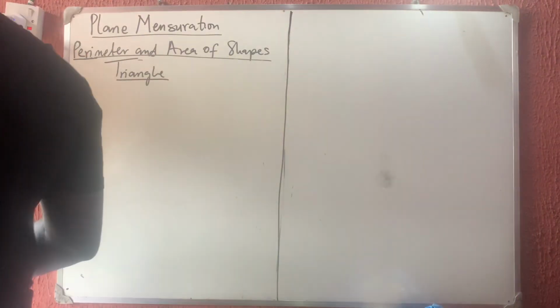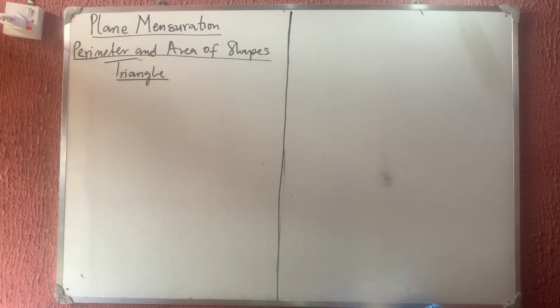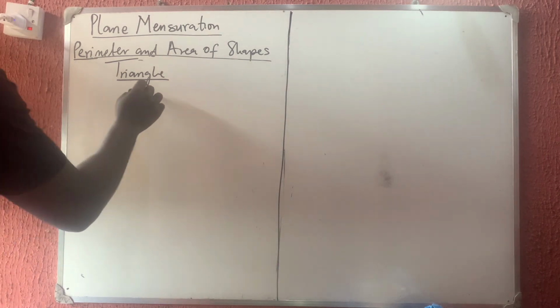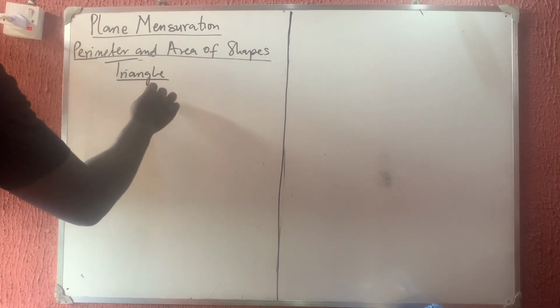In this video, we'll be talking about perimeter and area of a shape, okay? That is plane geometry, plane mensuration. Then we are talking about a triangle. So if you have a triangle like this, let's have a triangle like this.